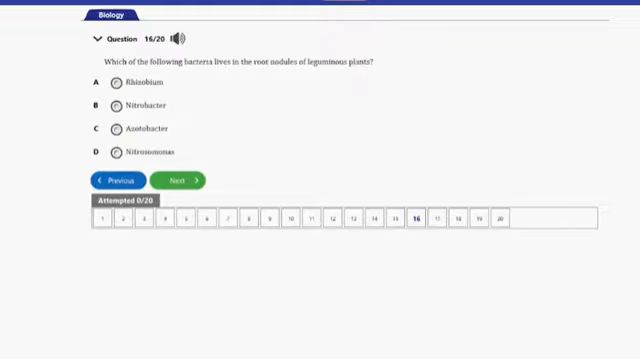Question number 16, it says here, which of the following bacteria lives in the root nodules of leguminous plants? We have A. Rhizobium, B. Nitrobacter, C. Azotobacter, and D. Nitrosomonas. So guys, the answer to this question is option A, and that's Rhizobium. So that's it for this question. Let's go ahead and consider the next question, guys.